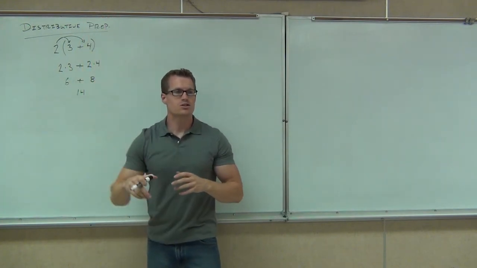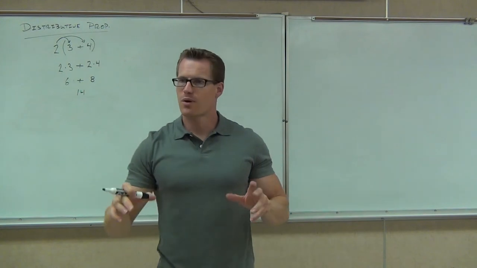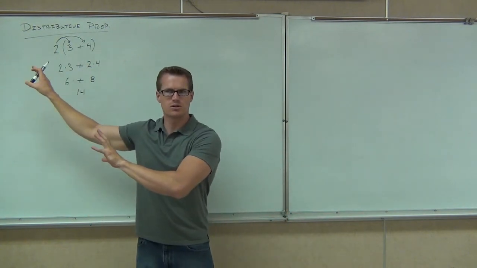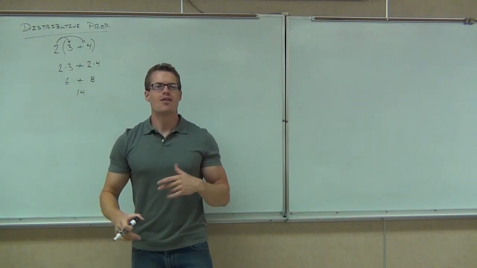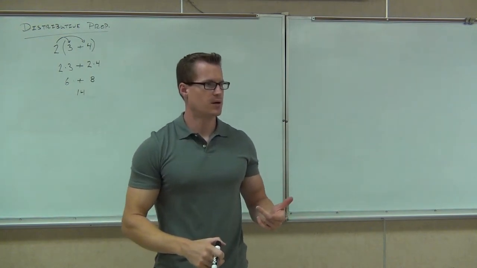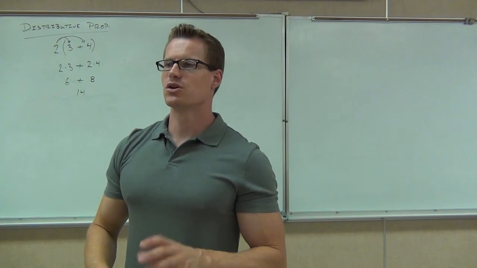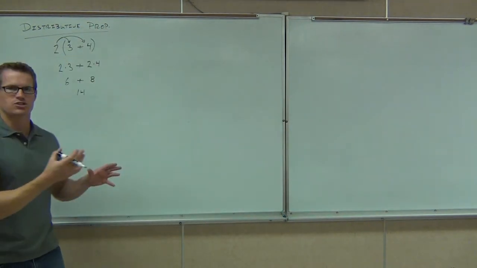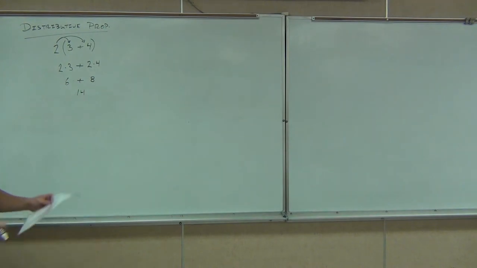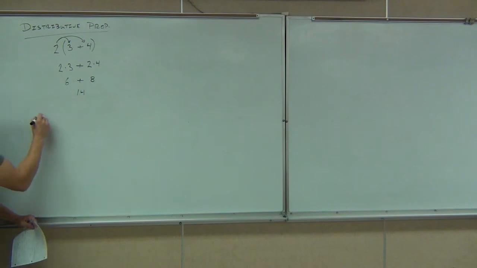Good, all right. So, like I was saying, you were probably wondering why we even do this when we could just add 3 plus 4, get 7, multiply by 2, and get 14. That's what you would do if you had numbers every time. However, a lot of times you're going to have variables. And this is where the distributive property really shines. So I'm going to give you this in general. This works every single time.